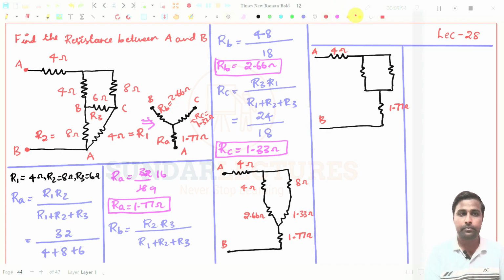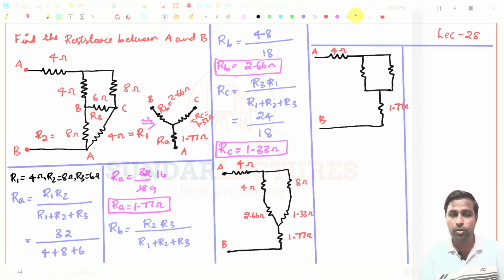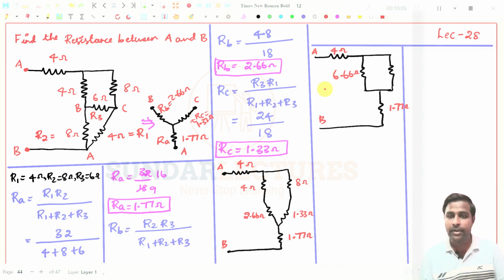So you see, this will be 4. 4 plus 2.66 will give you what? 6.66 ohms. So this will be 6.66 ohms. And what is this resistance? 8 plus 1.33, that will be 9.33 ohms. So 9.33 ohms, right? So this value will be 1.77 ohms.